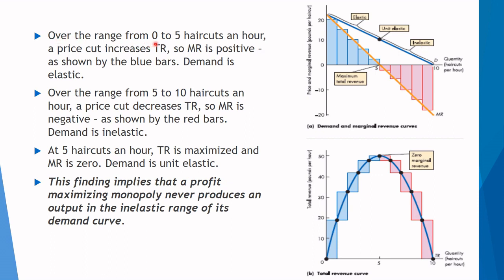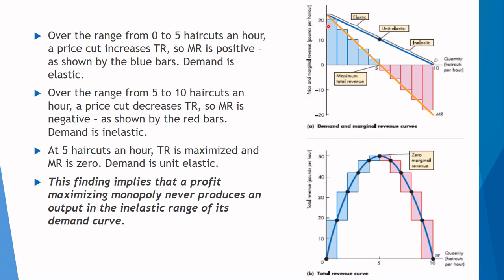Over the range from 0 to 5 haircuts an hour, a price cut increases total revenue. So marginal revenue is positive as shown by the blue bars. Demand is elastic. So in the elastic portion of your demand curve, for the level of output 0 to 5, we already know, I have even explained this in the last slide, if you reduce the price, your total revenue increases.